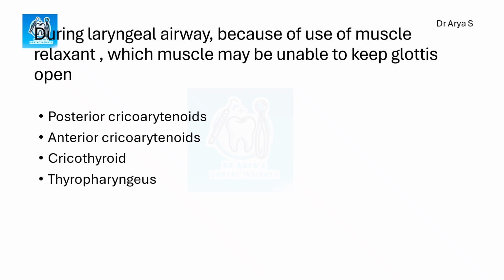So next question. During laryngeal airway, because of the use of muscle relaxant, which muscle may be unable to keep the glottis open? Is it posterior cricoarytenoid, anterior cricoarytenoid, cricothyroid or cricopharyngeus? So here the answer is cricothyroid.